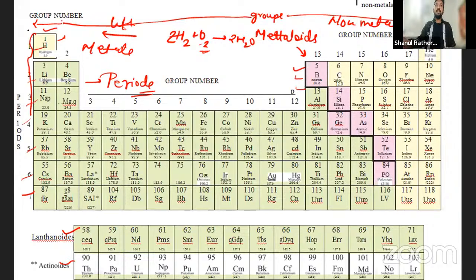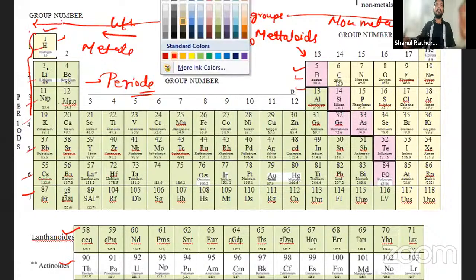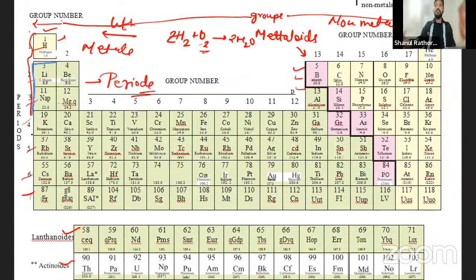Let me use a different color. We use these three elements as a triad according to Dobereiner, right? And for another triad, we use these three elements as well, in the next triad. These triads have increasing atomic masses, as we have discussed.